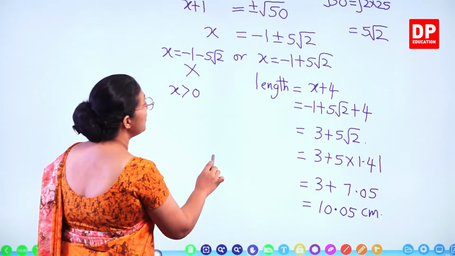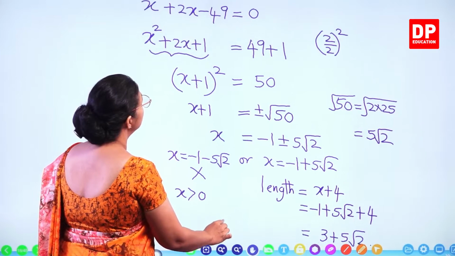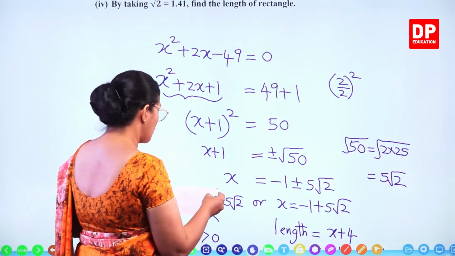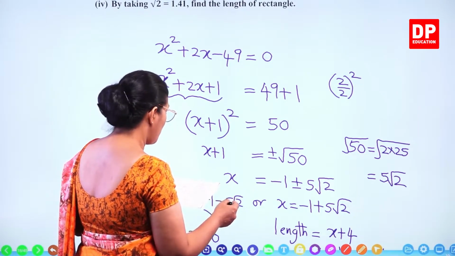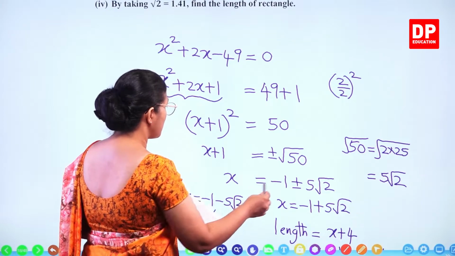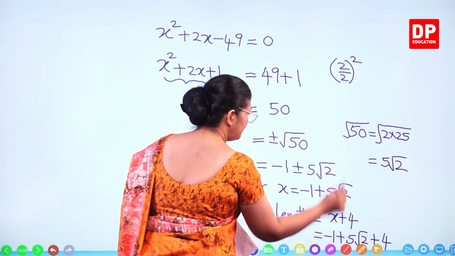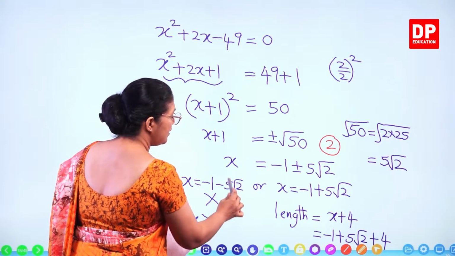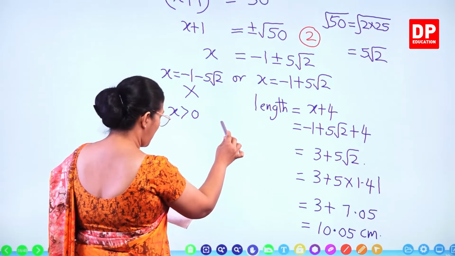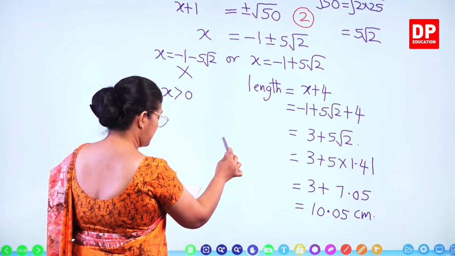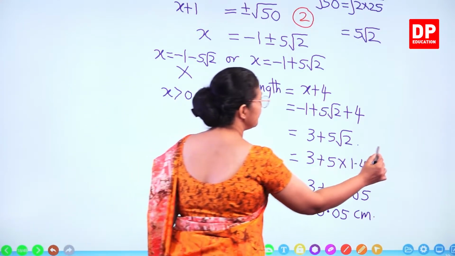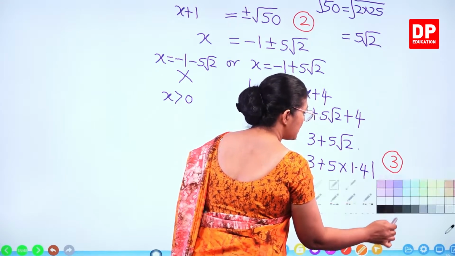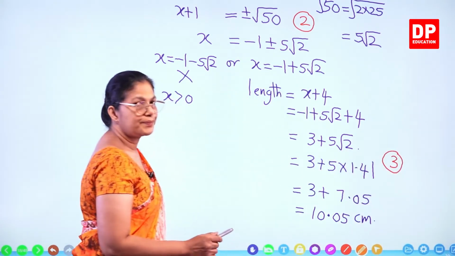So let's see how many marks. You get, for showing that this is 5 root 2 minus 1, 2 marks up to this point. And then for finding the length, you get 3 marks. So altogether we gave 10 marks for this question as well.